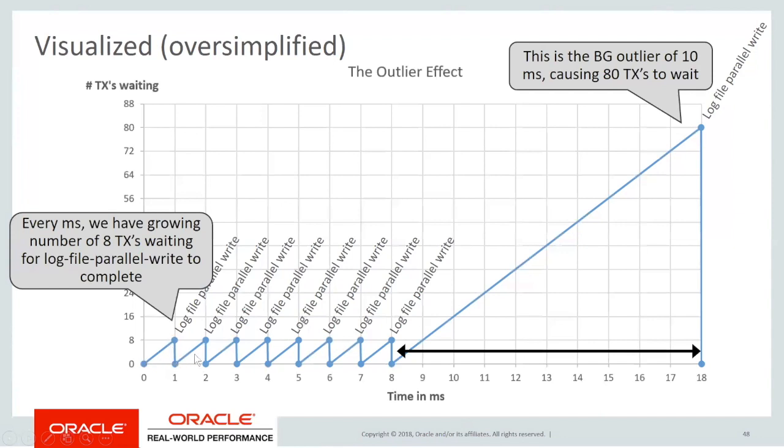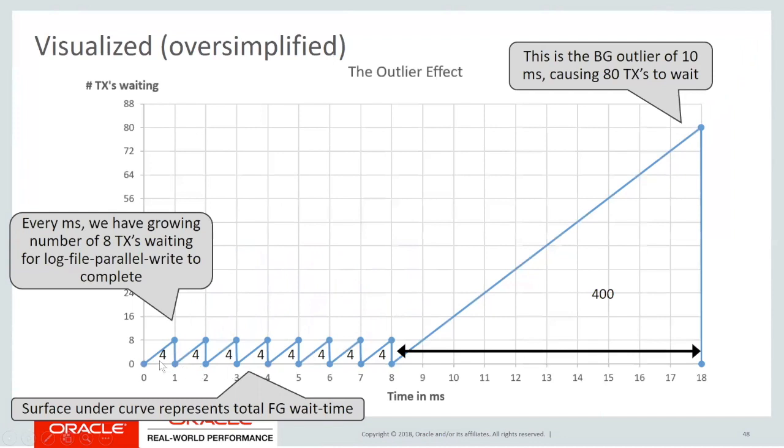So then I have another 8 transactions starting to build up and waiting for the log file parallel write to complete. And I have this going on for 8 milliseconds. Then I have an outlier. Sorry, I have a parallel log file write that suddenly takes 10 milliseconds. During that 10 milliseconds, I have a convoy of 80 foreground sessions that start waiting for the log file parallel write to complete for them. So this grows and grows, and all these foregrounds start waiting for log file sync.